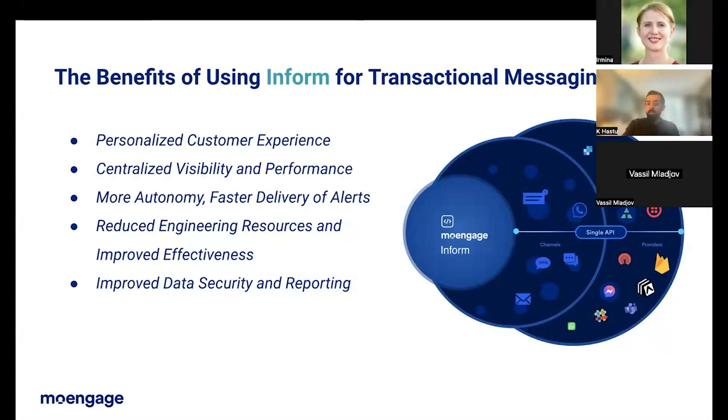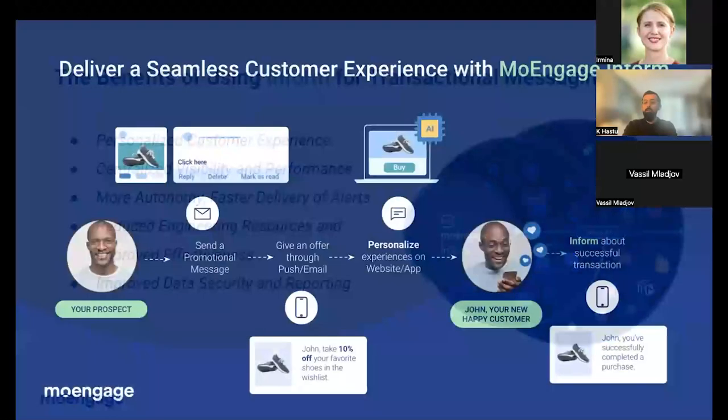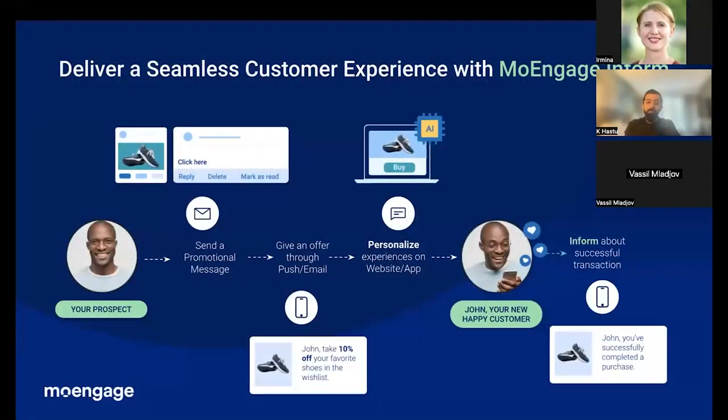A significantly reduced effort in engineering, because you're not managing 4 or 5 different API calls and vendors anymore, but just the one. And of course, that's far improved effectiveness and better data security, because you don't have your data and your customers' data sitting in 4 or 5 different places, but just the one that's managing all of these communications for you, as well as reporting for you.